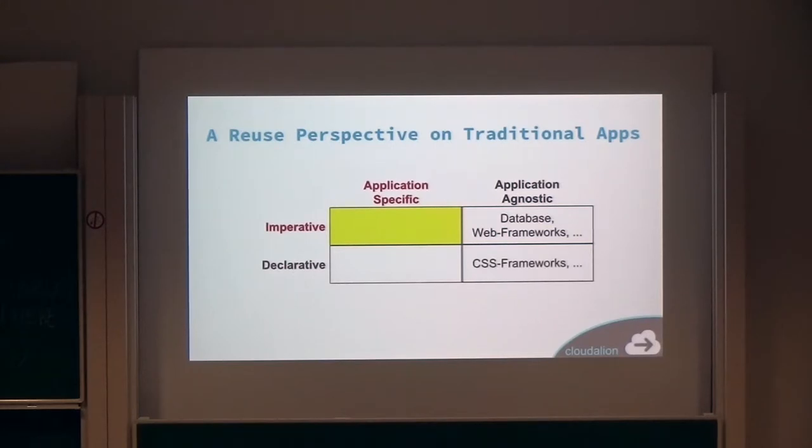There are things like CSS frameworks, which are both declarative and application agnostic. There aren't many of those, and they're not very important for this discussion. Things like static HTML pages, CSS, and templates, if you're using a declarative template language, are declarative and application specific. So they are coupled with the functional requirements for my application, but usually have no effect on performance or scalability. But there is one big thing in the yellow box, and that's the business logic. And this is where functional and extra functional requirements are being tangled, and that's the part that is really hard to get right.